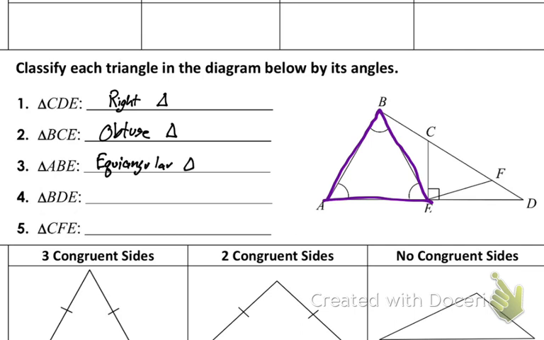Equiangular triangle. BDE, let's get that highlighted. B, D, E. Well, if we got a 90 degree in here, this must have been an obtuse angle because it's bigger than 90 degrees. So that should be an obtuse triangle.